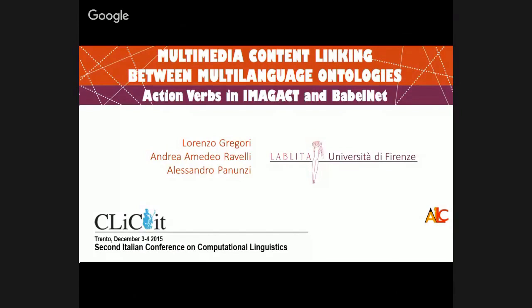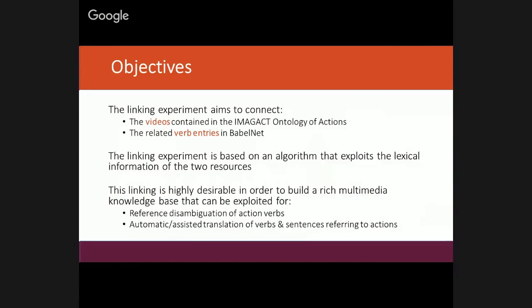Okay, I'm Lorenzo Gregori from University of Florence, and I present this experiment for linking two multi-language ontologies. One is the well-known semantic network that is BabelNet, and the second one is an ontology of action, IMAGACT. The linking experiment aims to connect the video that we have in IMAGACT ontology with the BabelNet synset, and so the verbal entries in BabelNet.